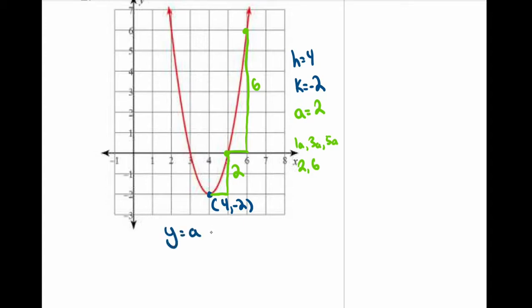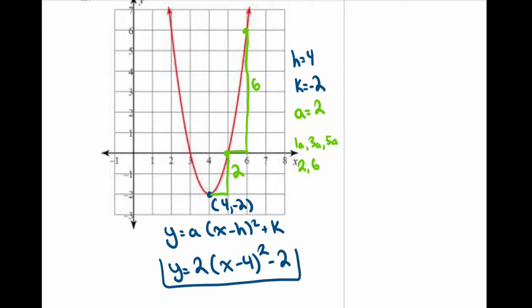I'm going to plug all that information into my general form. So y equals a value of 2, so 2(x minus 4). It's a positive 4, so when I subtract a positive, nothing changes. Squared minus 2. And there is my equation of this parabola.